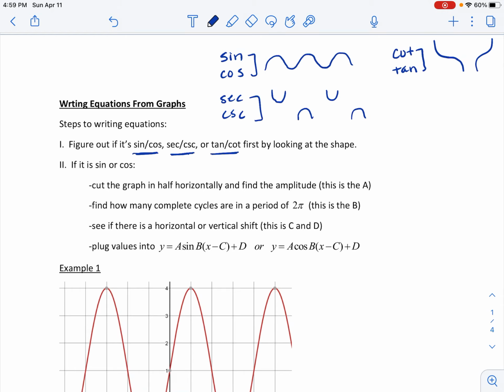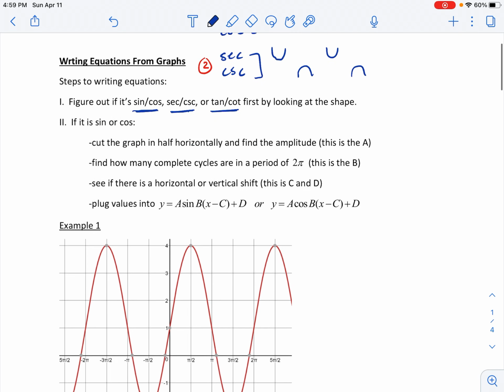Now, let's discuss what we're going to do in each case. We're going to first look at sines and cosines, then secants and cosecants, and then we're going to attack the tangents and the cotangents, because they're a little bit harder. So if it's a sine or a cosine, let's look at example 1.